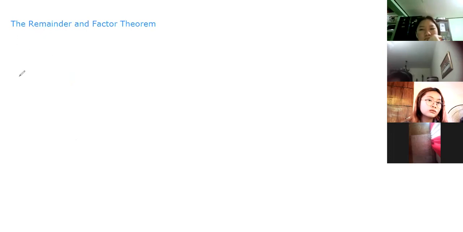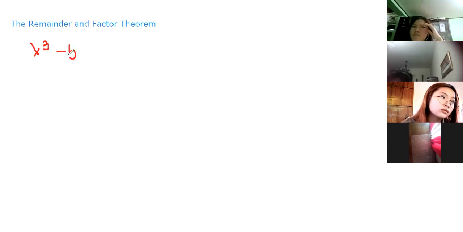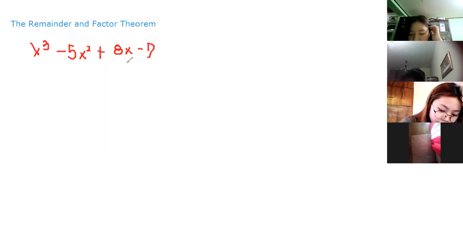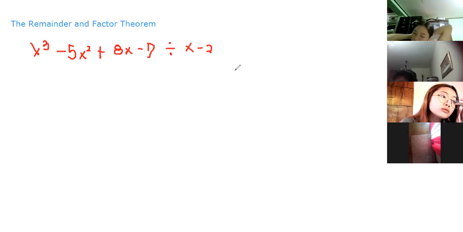For example, we have here x cubed minus 5x squared plus 8x minus 7, and we're going to divide it by x minus 2. Yeah. We have x cubed minus 5x squared plus 8x minus 7, and we're going to divide it into x minus 2.